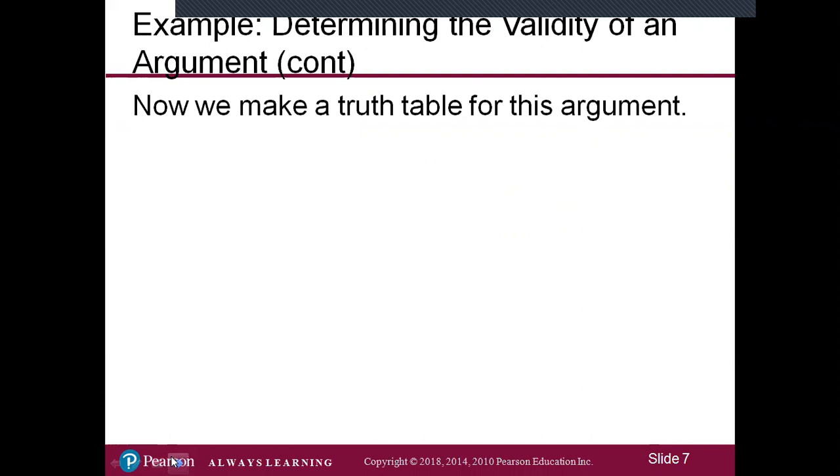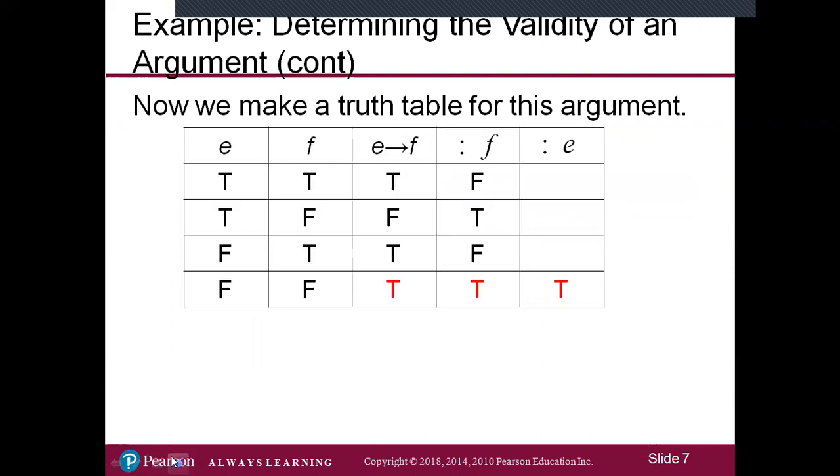Determining the validity of an argument continued. Now we make a truth table for this argument. Here we have the statement E, then the statement F. The statement E is TTFF. The statement F is TFTF.